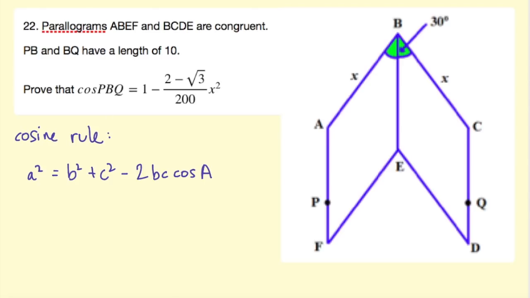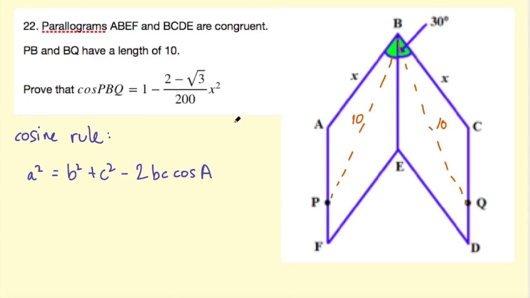So let's have a look at the question. It says the parallelograms ABEF, I gave this diagram as well, and BCDE are congruent, and PB and BQ have a length of 10. So first thing you could do is draw a line and label those 10 units each. Okay. All right.